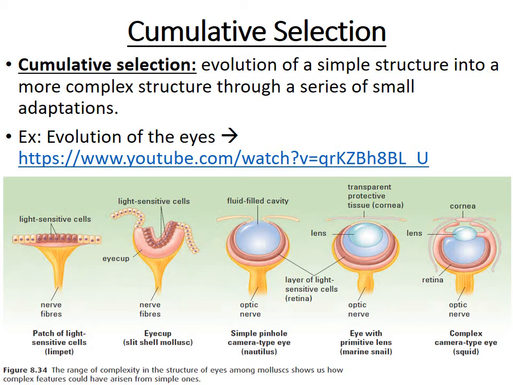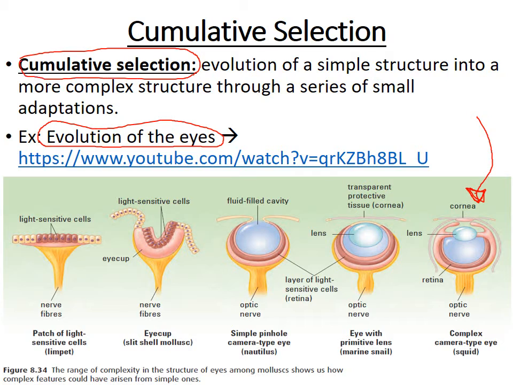And lastly, we have something called cumulative selection. And the greatest example of that is the evolution of the eye. The eyes in humans especially are very, very complex structures. And people for the longest time had no idea how to explain the evolution of such complex structures under the current theory of evolution by natural selection. But today we know of the idea of cumulative selection, where you have a simple structure, and through a series of small adaptations over many, many years, it can become something more and more complex.